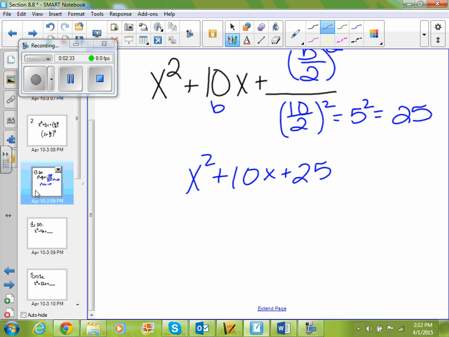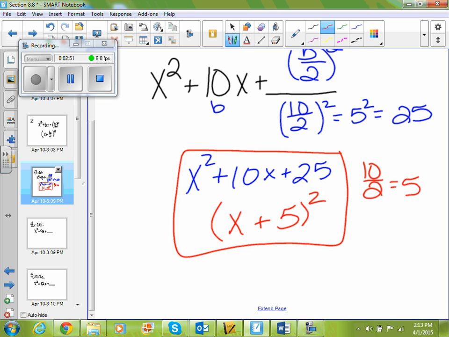And then what does it look like when we factor it? It's x plus 10 over 2, right? And what did we say 10 over 2 is? 5. So (x plus 5) squared. You need to put both parts. I can do another one.